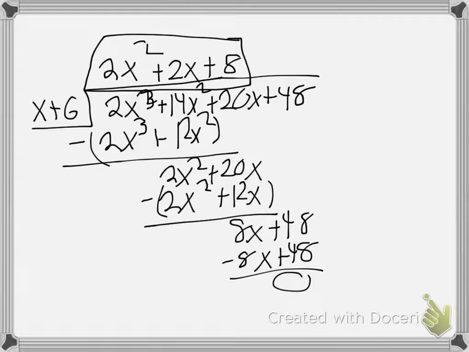This, however, the 2x squared plus 2x plus 8 is my final answer, because all I had to do was divide. Anything like that. So that was kind of a nice thing.